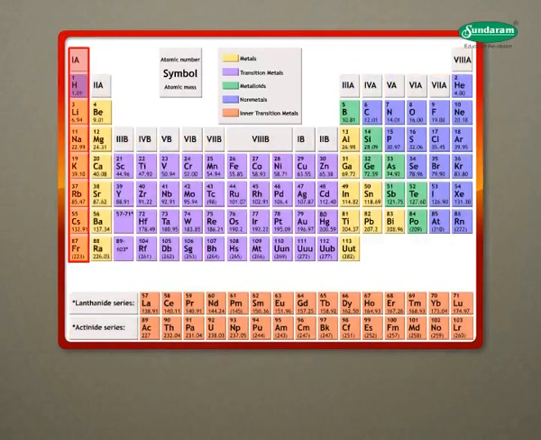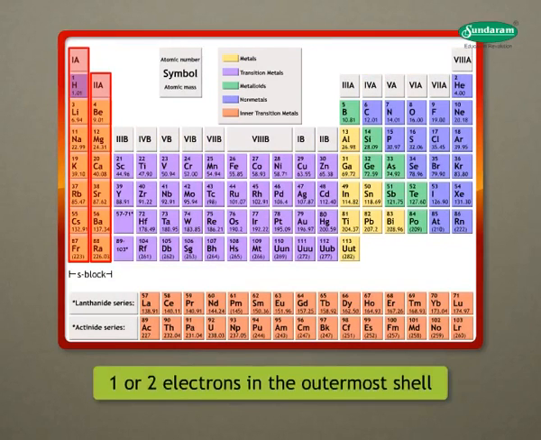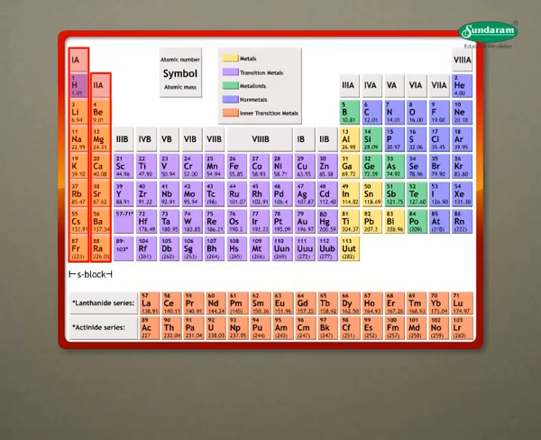Groups 1 and 2 are included in S block. These elements contain 1 or 2 electrons in their outermost shell. All these elements are metals.